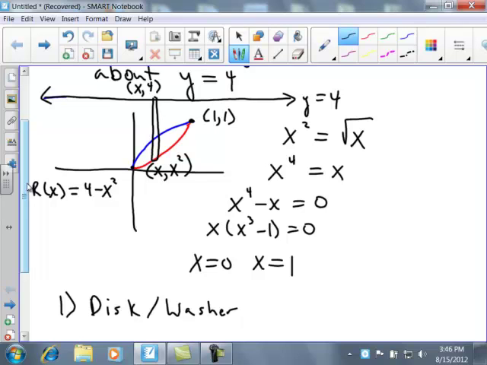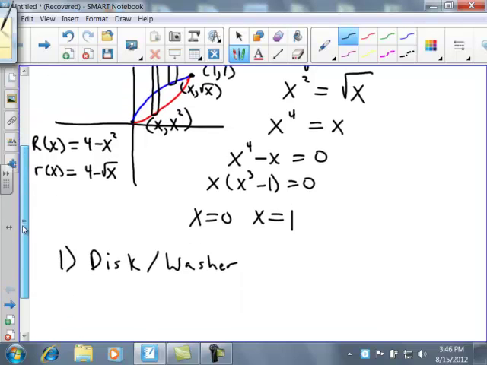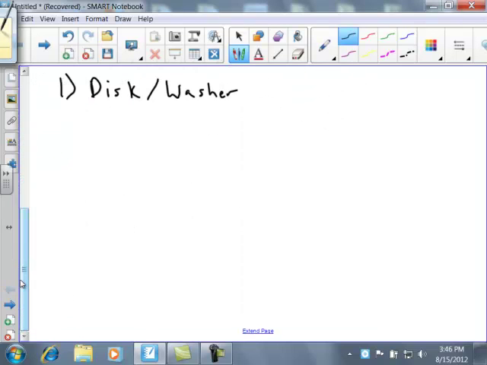Then if I draw another rectangle that represents my inner radius, which goes to my line in blue, my top point is still (x, 4), and at the point on this curve it's some x value, and my y value is the square root of x. So my inner radius, little r of x, is 4 minus the square root of x. Now I have everything I need to set up for the disk or washer method.